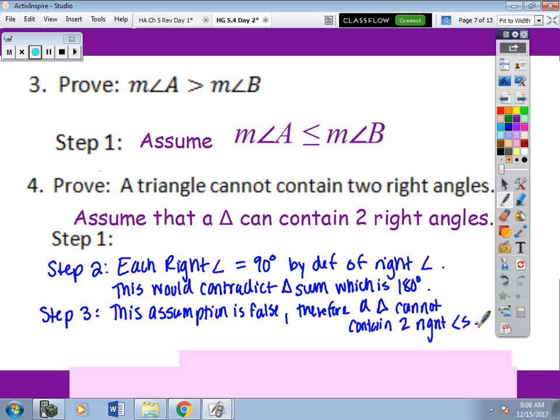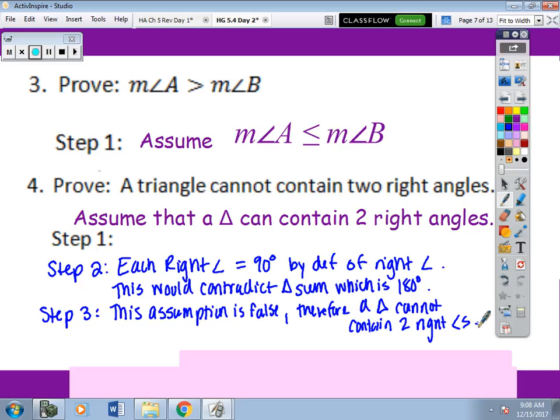And again, I'm pretty lenient on how you write it out. I would like to see the word contradiction or contradicts in step 2, because that's the whole point of step 2. But when I grade it, I'll be reading it through and just making sure it makes sense. It doesn't have to be specifically saying it in a certain way, as long as it gets the point across of what is the contradiction.